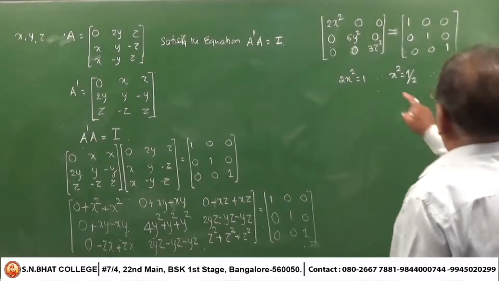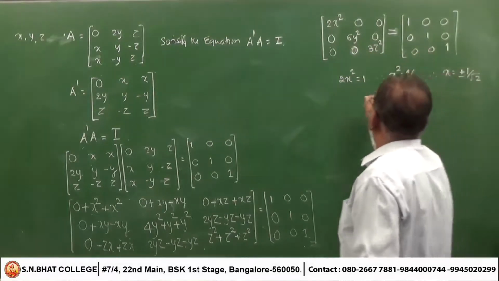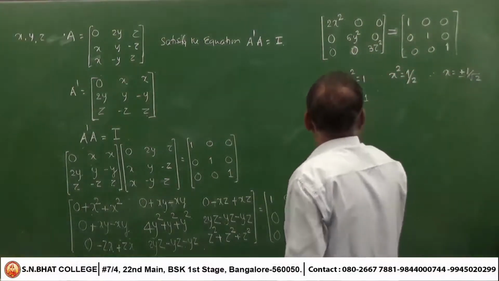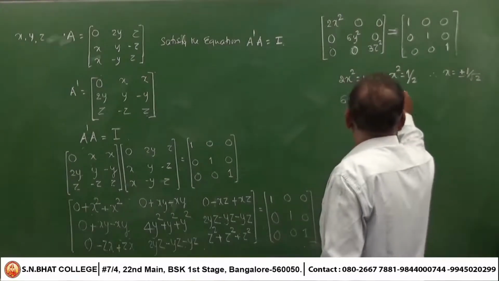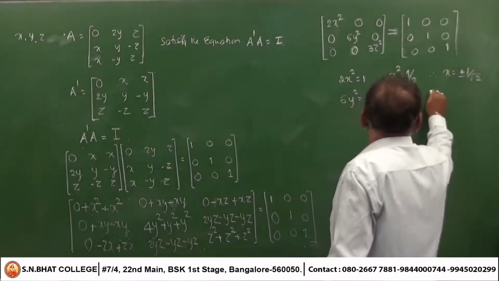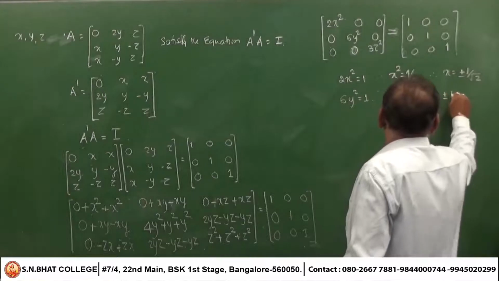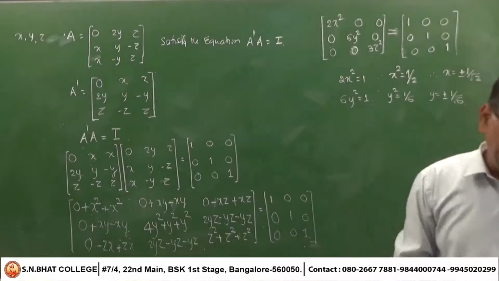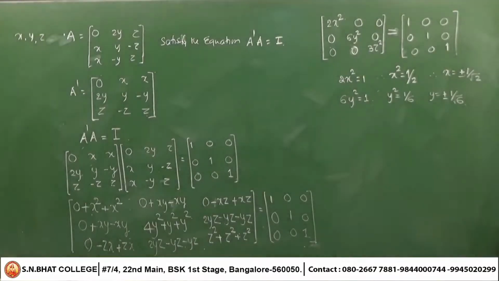Next, 6y square is equal to 1, equating the corresponding elements. y square is 1 by 6. Y is equal to plus or minus root of 1 by 6.